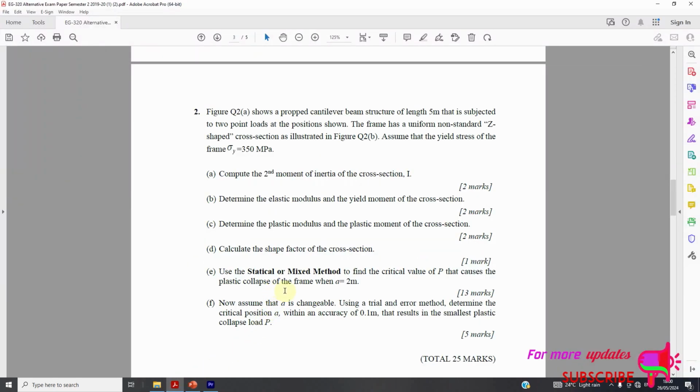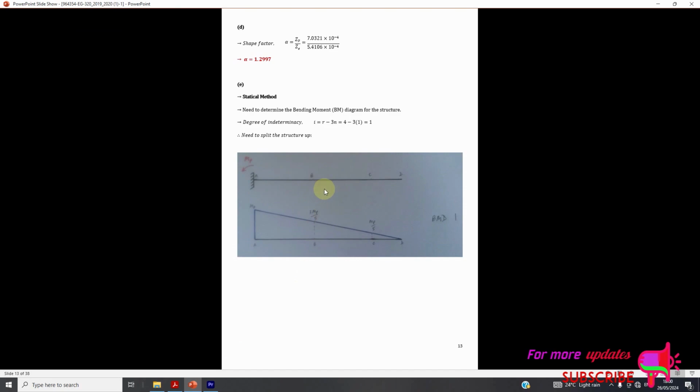Calculate the shape factor of the cross section. So shape factor alpha is equal to Zp over Ze, which is equal to 7.0321 multiplied by 10 to the power negative 4 over 5.41606 times 10 to the power negative 4, which is equal to 1.2997.